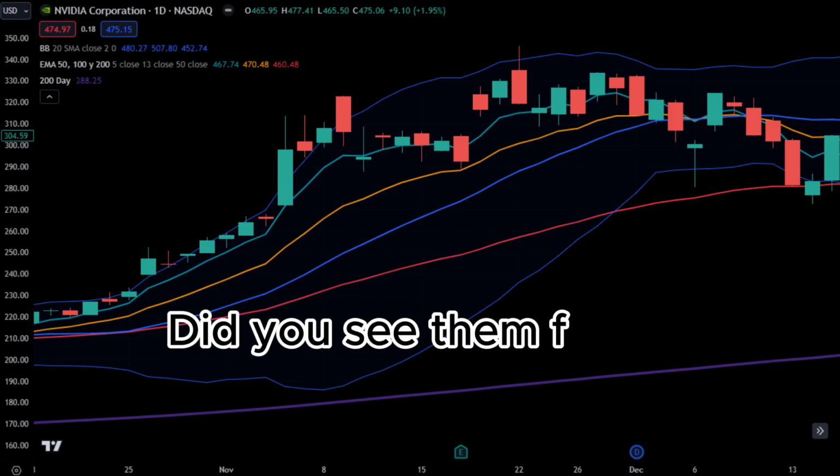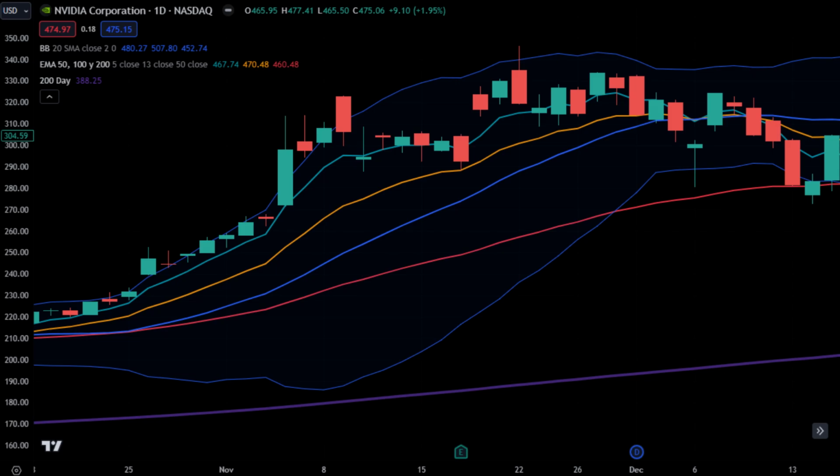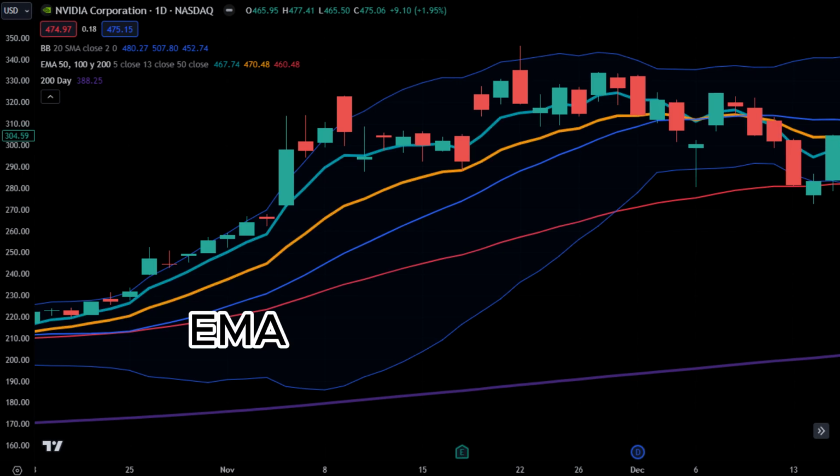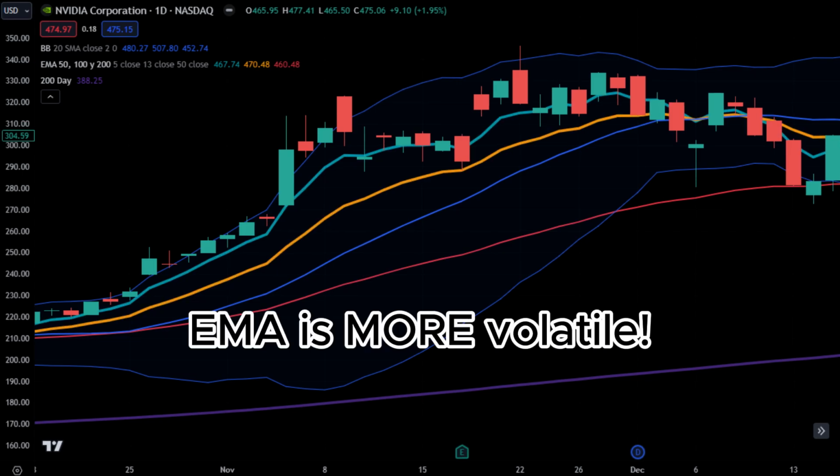This is why the SMA is better used for higher periods like the 20, and the EMA is used for lower periods like the 5 and the 13, as they move faster and give more priority to the latest price bars.